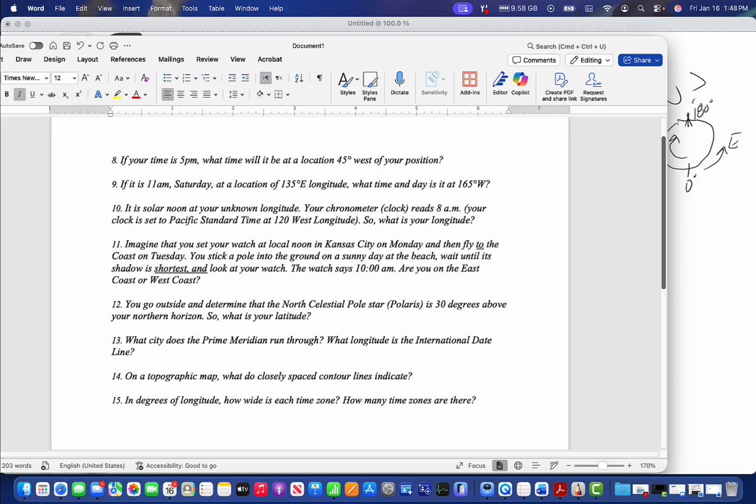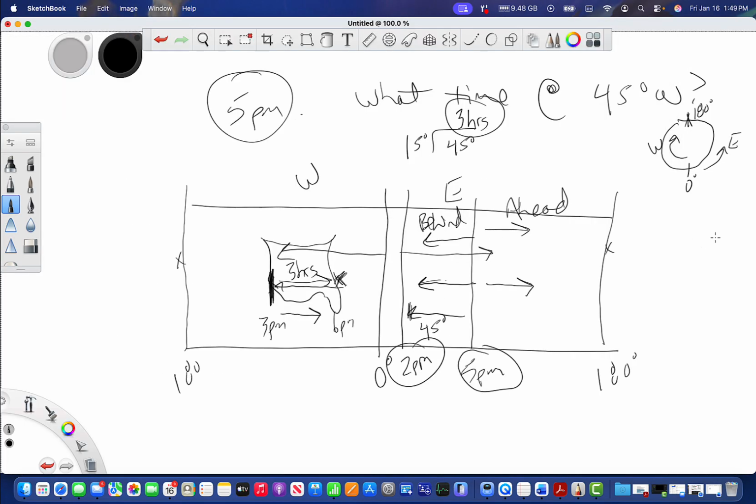Question number 9 is a little bit more specific and almost complicated, but not really. It says if it's 11 a.m. Saturday at a location 135 degrees east longitude, what time and day is it at 165 west? So let's take a look at that question.